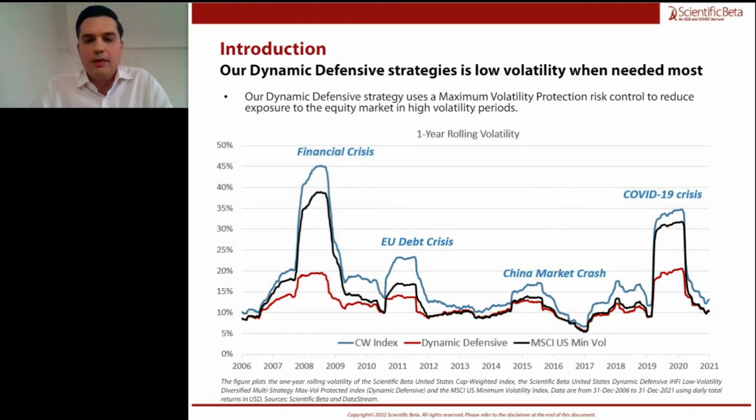And in the other sections of this presentation, we will see all the details of this construction. But in summary, this dynamic nature of the overlay is allowing this strategy to build on the advantages of the low volatility factor construction that we offer, and additionally manage downside risks very well.